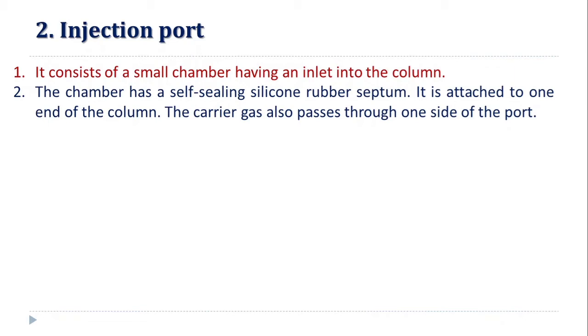So it contains a silicon rubber septum, so that if you are inserting a needle into that one, the gas should not be leaked. For that purpose, it requires a self-sealing silicon rubber septum, so that we can insert the syringe needle into that septum and insert the sample in the form of a solution in a proper solvent into the column.